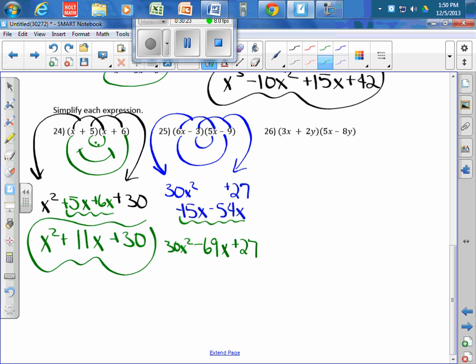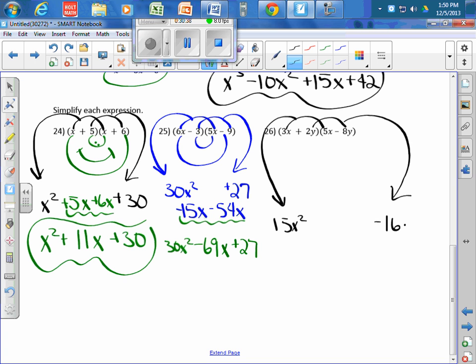In number 26, 3x times 5x, 15x squared. 2y times negative 8y, negative 16y squared, right? Now, I'm going to take 2y times 5x.